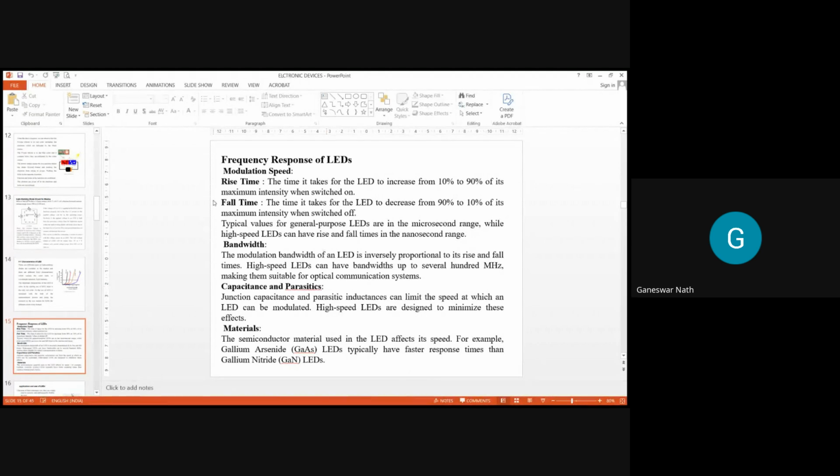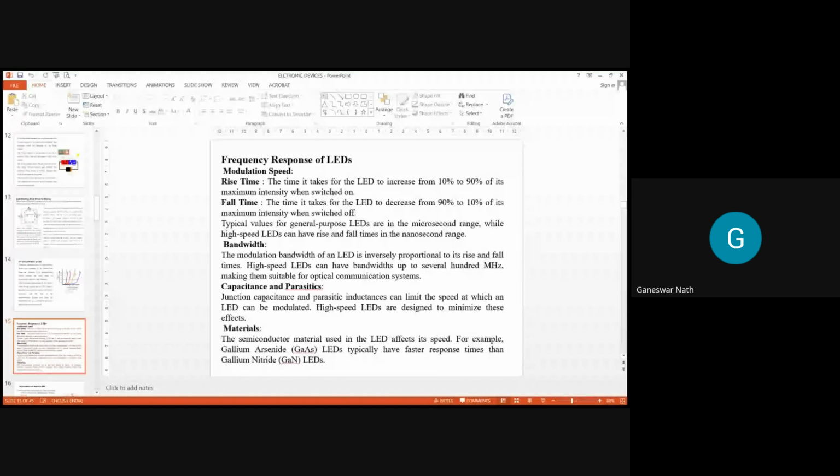So this is rise time and fall time. Then we have the bandwidth. The modulation bandwidth of an LED is inversely proportional to its rise and fall times. High speed LEDs can have bandwidth up to several hundred megahertz, making them suitable for optical communication systems. Depending upon the different bandwidth of the devices, we have different applications, and you can get that idea from the frequency response of the LEDs. And then you can go for the capacitance. Okay, so the junction capacitance and the parasitic inductances can limit the speed at which an LED can be modulated.